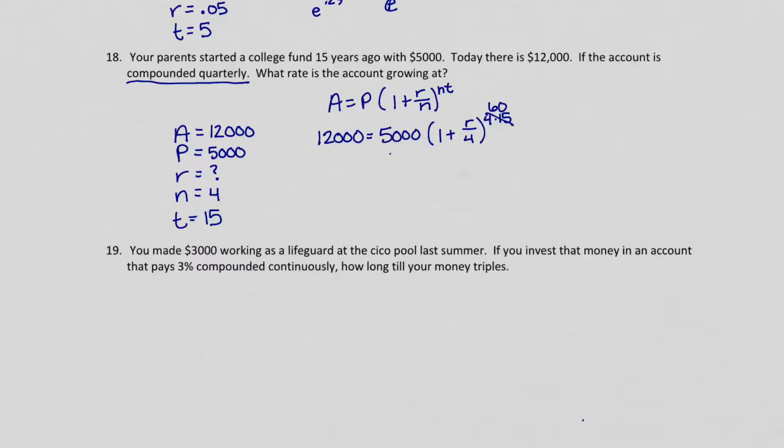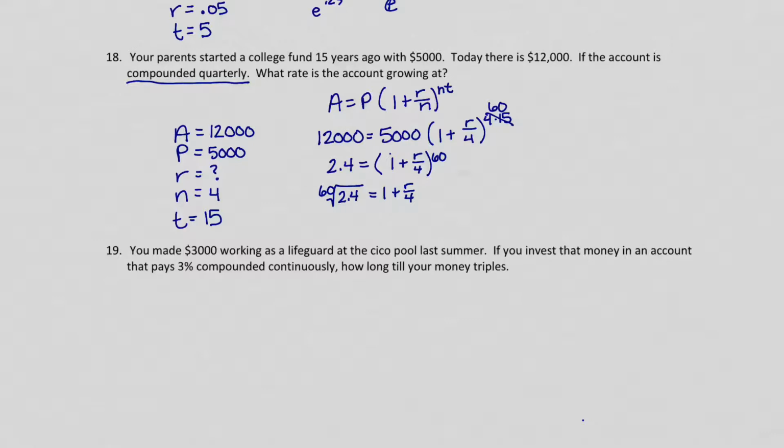I need to get rid of the 5,000 first. So I'm going to divide both sides by 5,000, and I get 2.4 equals 1 plus R over 4 to the 60th power. Now, to get rid of a power, we're going to take the root. So I take a 60th root of both sides. And now I don't have the parentheses anymore.